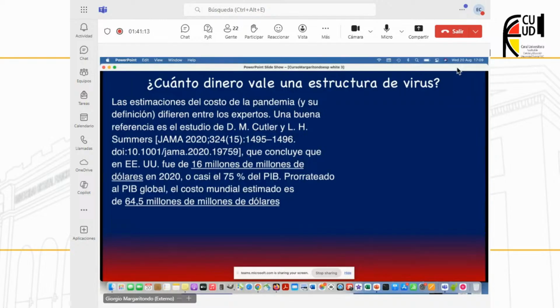So I prorated by using the ratio between the gross national product of the world and that of the United States. And the estimate is that basically the cost was $64.5 trillion for the 2-year period, which means about $32 trillion per year. Now we can convert this into an estimate of how much money was saved by stopping the pandemics, using the viruses and using the results of the structural investigations using synchrotron radiation.